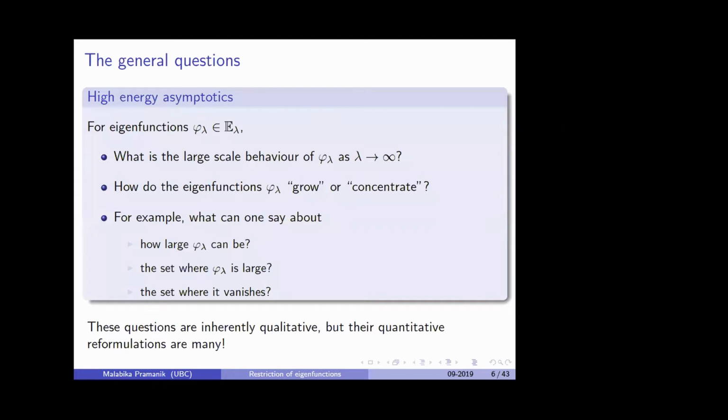An overarching question in the field is to understand the long-term behavior of the eigenfunctions phi_lambda as lambda goes to infinity. This is often referred to as high-energy asymptotics. For example, how do these eigenfunctions grow or concentrate? Where do they take large values or small values? And how large or how small can these values be?